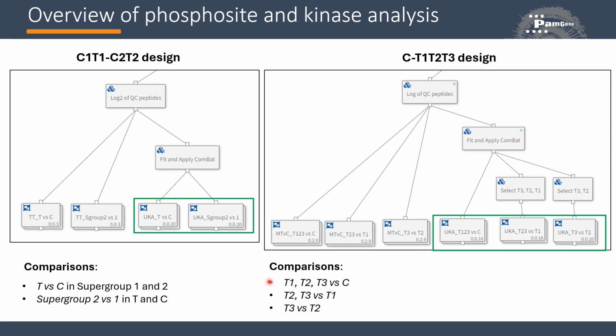In the C1T2T3 workflow, we are interested in comparing multiple conditions versus one control condition. For example, everything versus control, T2 and T3 versus T1, and T3 versus T2. You can see the Upstream Kinase Analysis apps in green rectangles and that they are after ComBat correction.